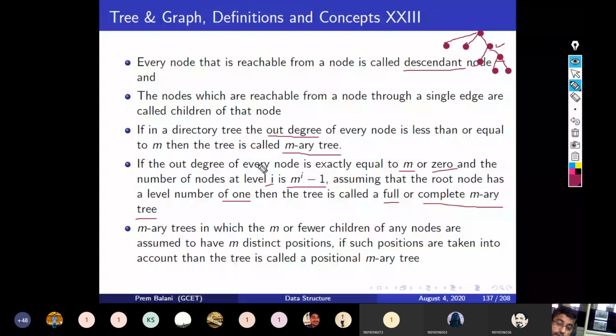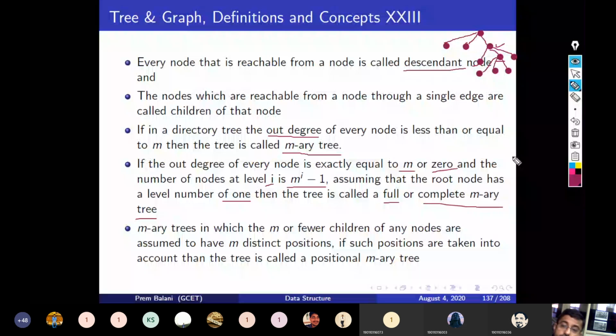And the number of nodes at level i is m raised to i minus 1. Right, so this is the second condition. So let me make some modifications to this tree. I make this also a ternary tree, yeah. And let me draw the nodes.